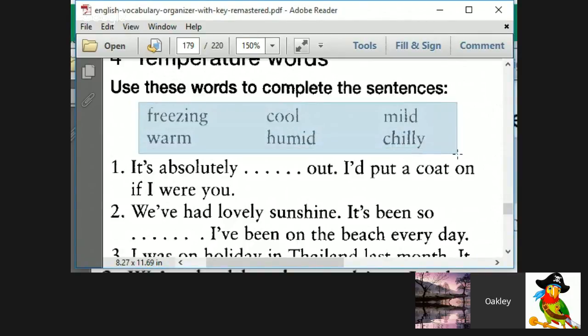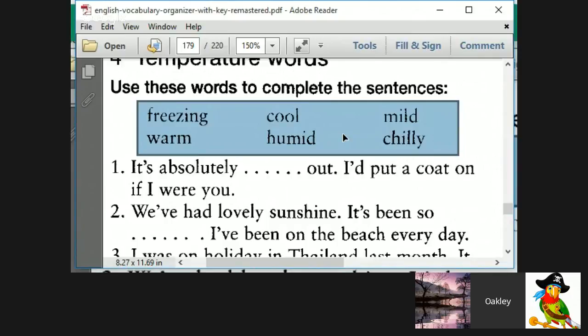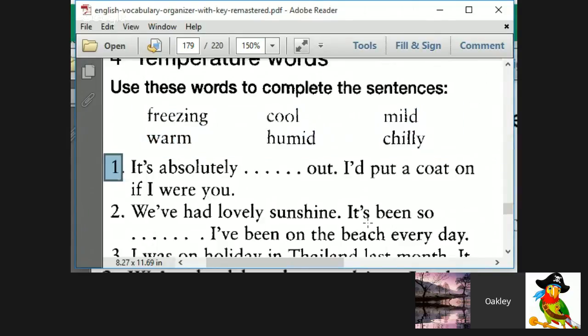More temperature words. Talking about words that have something to do with the temperature. Obviously, more adjectives. Lots of adjectives used talking about the weather.